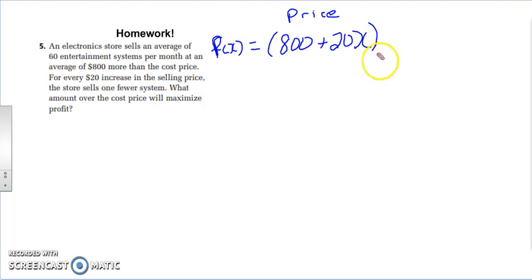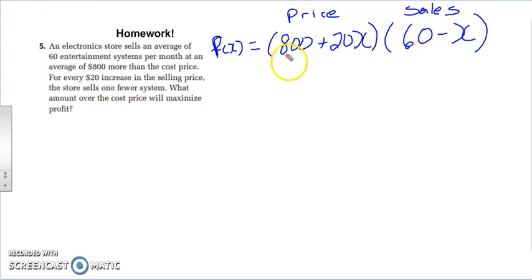The second part of this question, besides price, is that I need to figure out their sales, because we know that as we put the price up, the sales will go down. For our sales, they're selling 60 a month, but for every $20 increase, it goes down by 1. So we can write that as 60 minus x. All right, so now we've got our profit function. We need to take this and multiply it out.